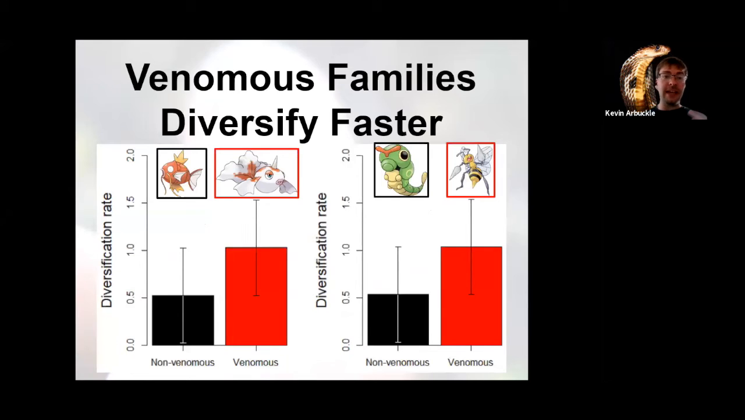The key result is that, yes, venomous families of both fishes and insects diversify much faster than non-venomous families, in fact, about 2-fold faster. So we do have this effect where venom is associated with really rapid speciation, or at least diversification rates over time.